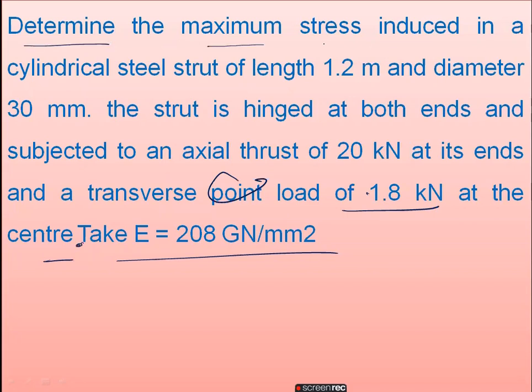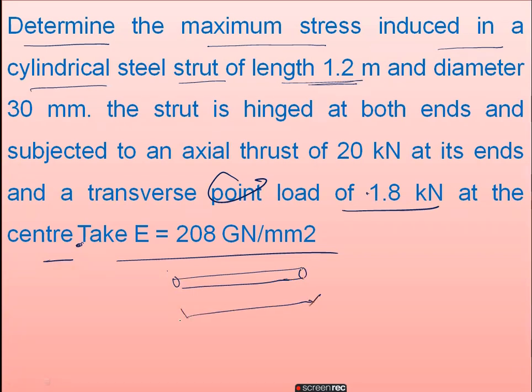Determine the maximum stress induced in a cylindrical steel strut. The length of the cylindrical steel strut is 1.2 meters, and the diameter is 30 mm. The strut is hinged at both ends, with hinged supports like this.